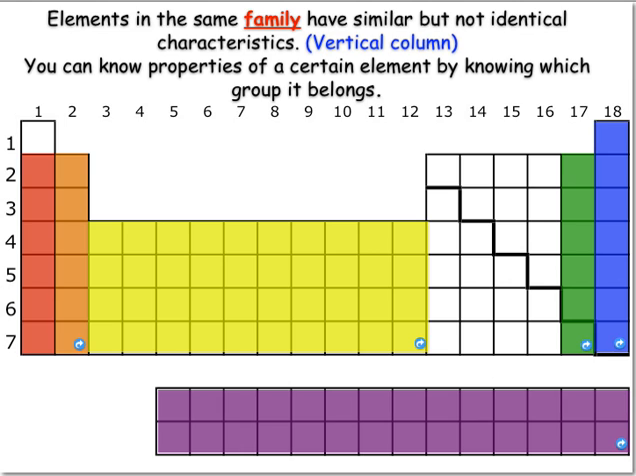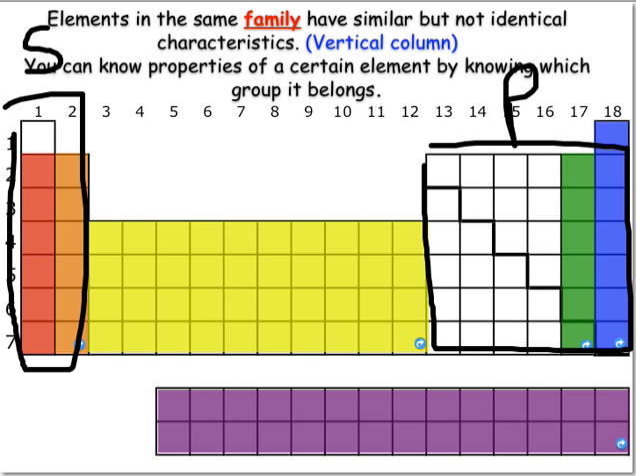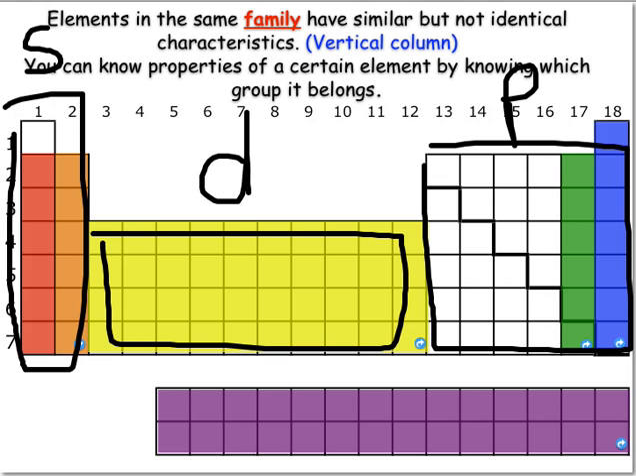So let's look back quickly here. I just want to point out when we're talking about the sections of the periodic table, we are referring to this area right here being the S section. This area over here is the P section. And then this area down here is D, and over here is the F section of the periodic table. So we're talking about different locations on the periodic table.